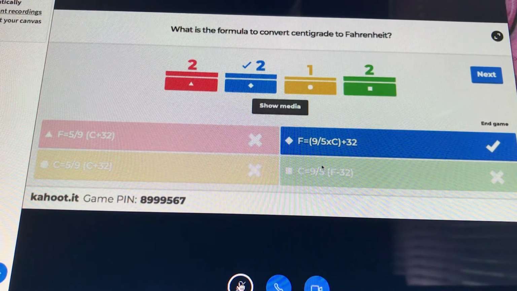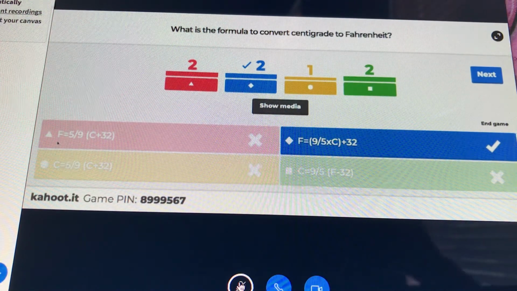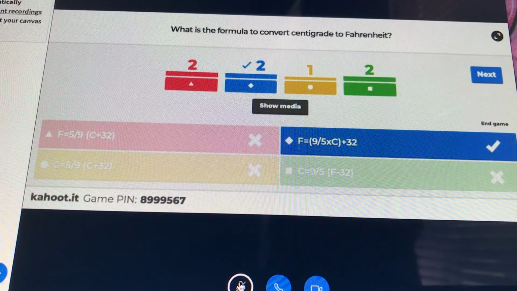And for questions like this, you can automatically eliminate the yellow and the green, because what temperature are you looking for? What temperature is your answer going to be in? Fahrenheit. So you need a formula that's going to give you Fahrenheit, a Fahrenheit equals formula. So you can automatically eliminate anything that's going to give you an answer in Celsius. You already have your answer in Celsius if you're trying to convert from Celsius to Fahrenheit.